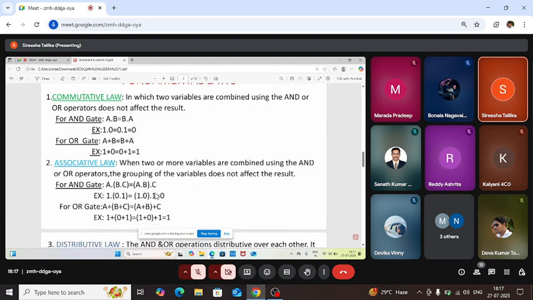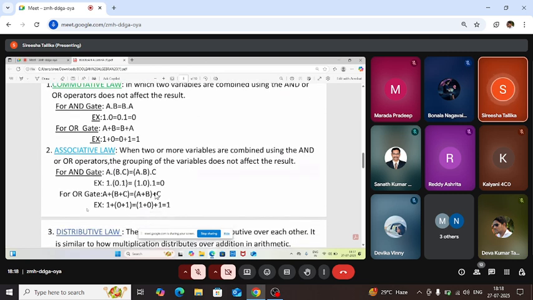And then for the OR gate also, a plus (b plus c) equals (a plus b) plus c. So 1 plus 0 plus 1 means the output is 1. If you simplify this, 1 plus 0 plus 1 means 1, and also 1 plus 0 plus 1, this output is also 1. So if we apply the inputs in reverse also, the output does not change. The output will be the same.